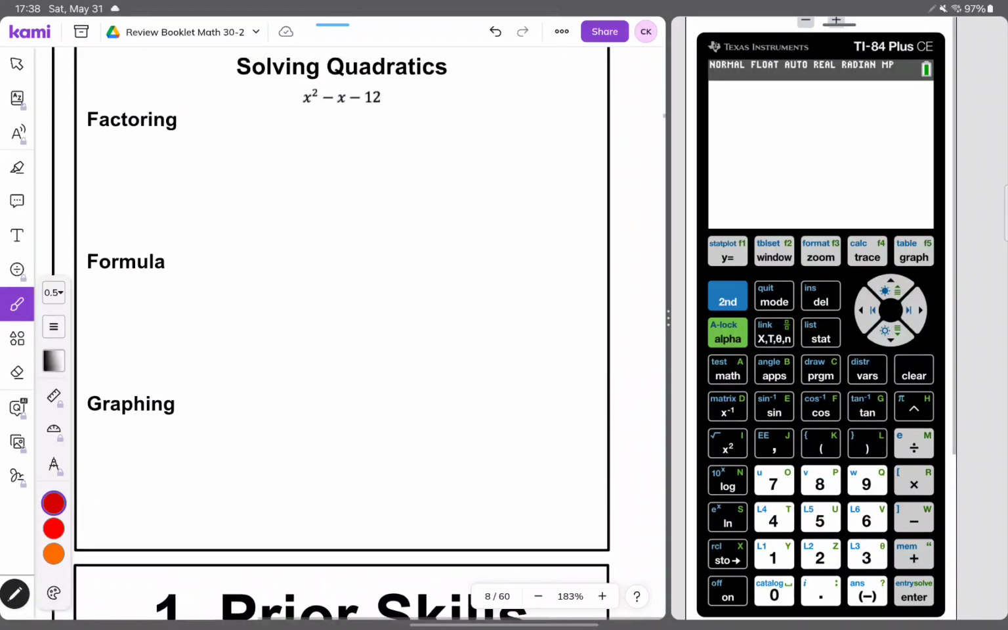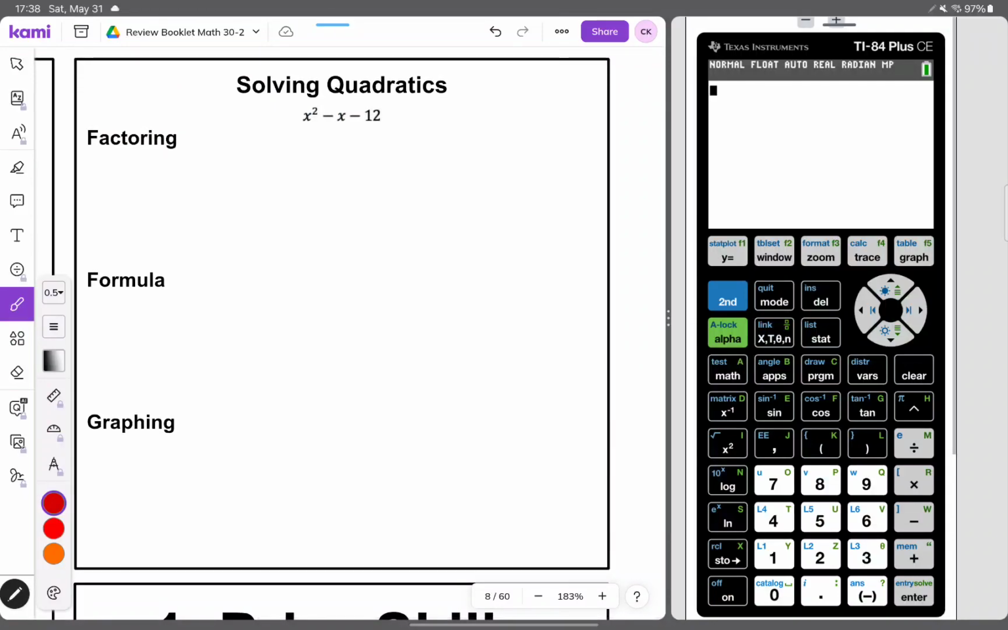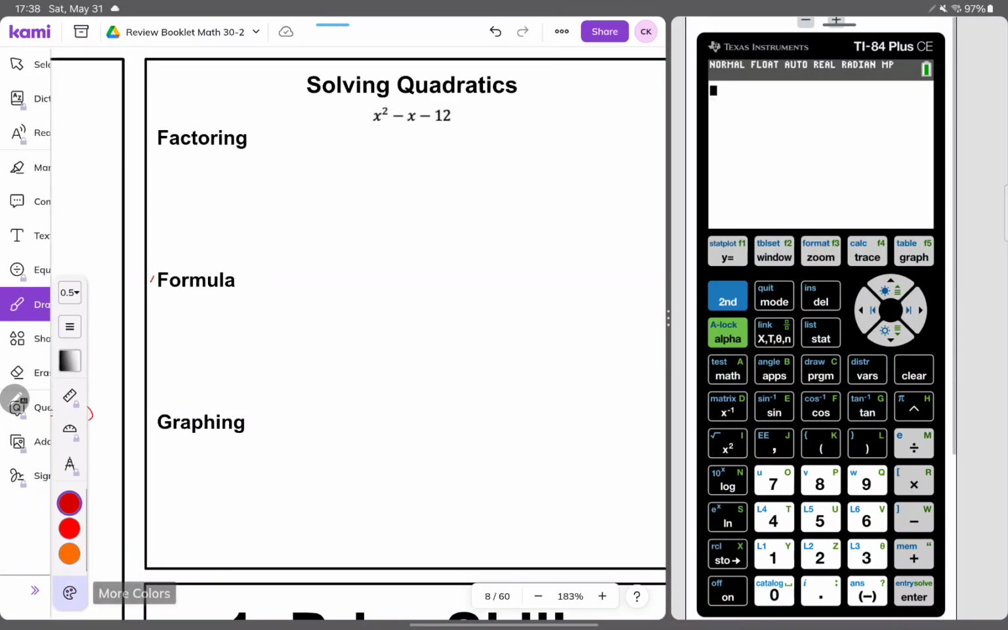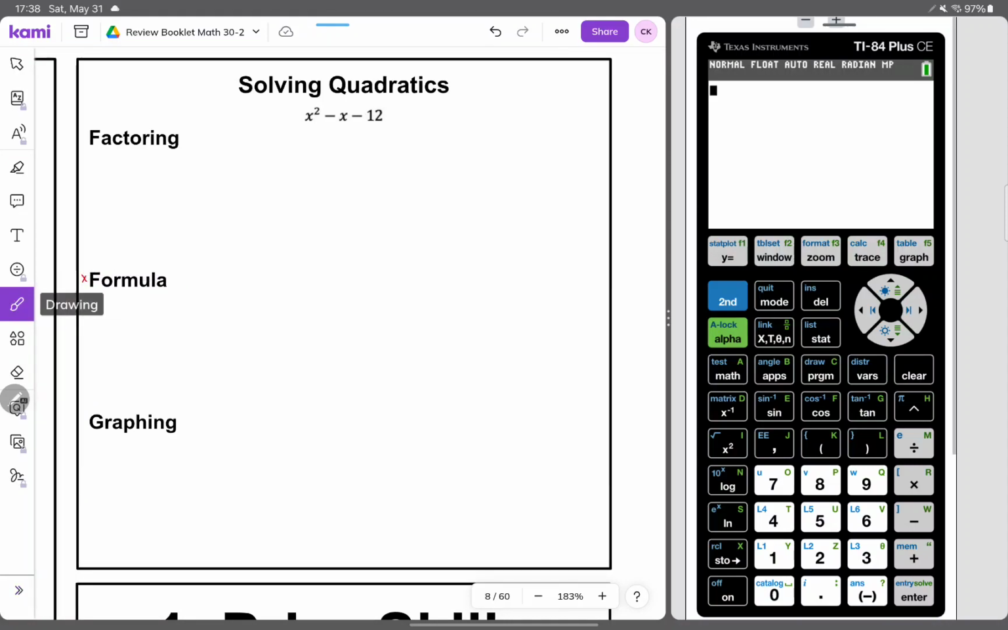Okay, other prior skills that we need that are going to help us mostly in our rational expressions unit is solving quadratics. Again, there's 3 different ways to do it. You just have to know one of these. This way, using our formula, and graphing works with all equations. Factoring only works with equations that are factorable.